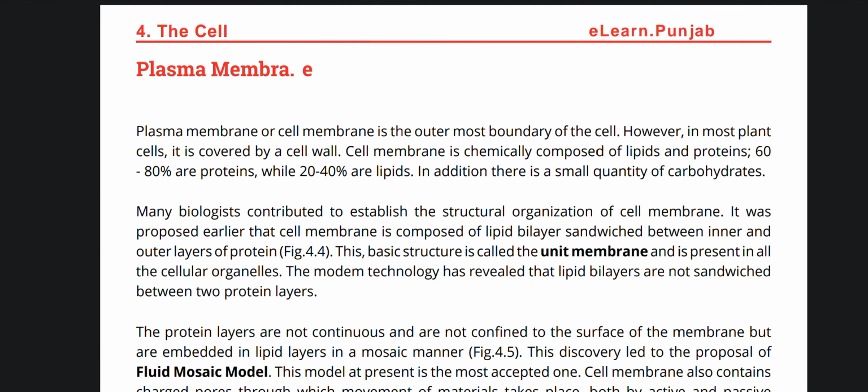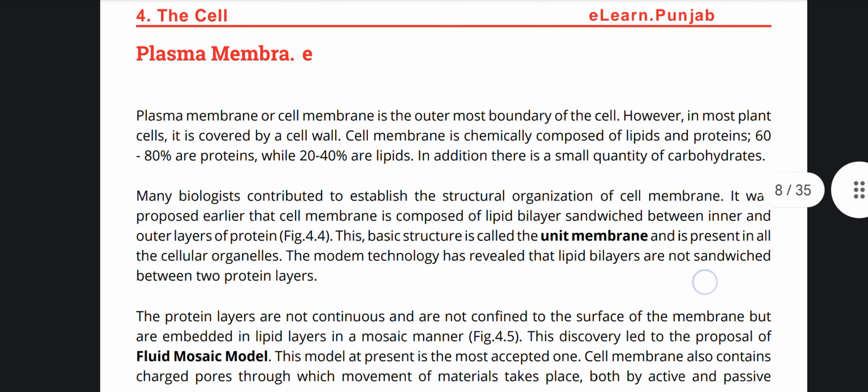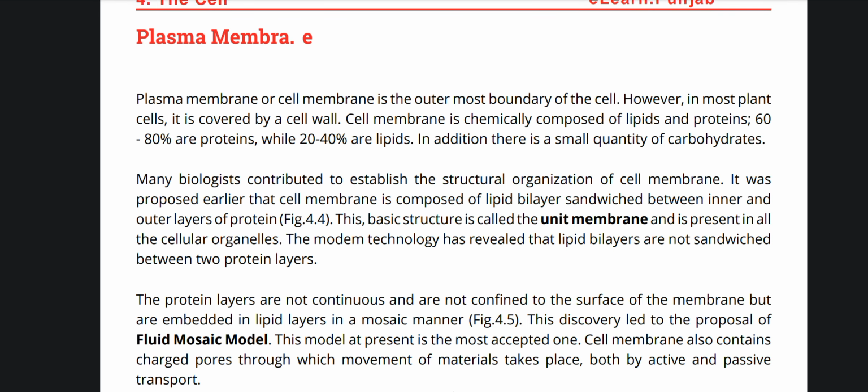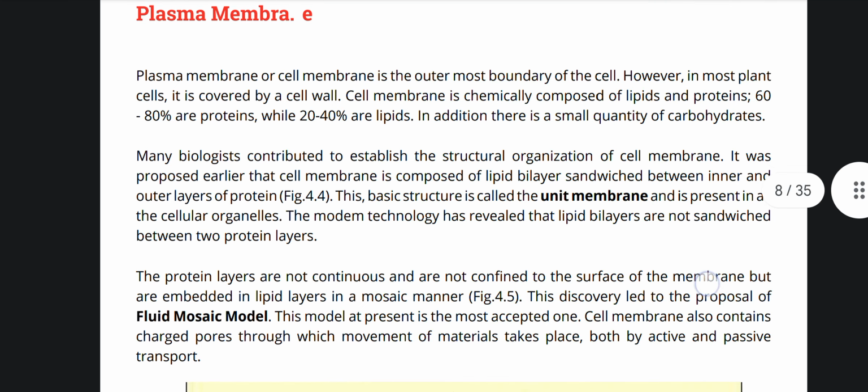Let's see the structure and function of plasma membrane. Plasma membrane or cell membrane is the outermost boundary of the cell. However, in most plant cells, it is covered by a cell wall. Cell membrane is chemically composed of lipids and proteins. 60 to 80% are proteins, while 20 to 40% are lipids. In addition, there is a small quantity of carbohydrates.